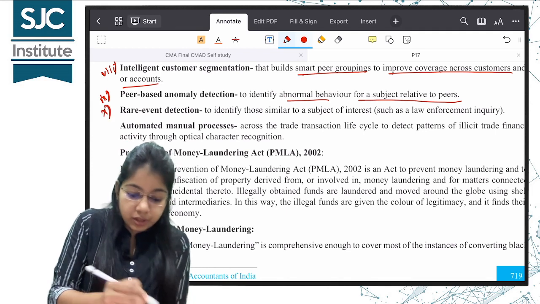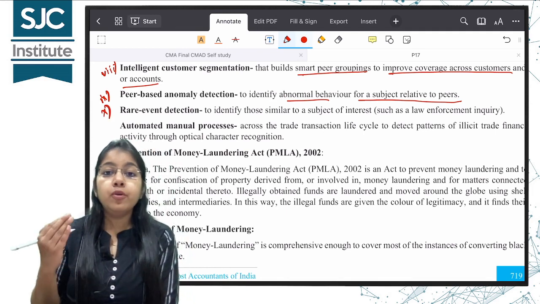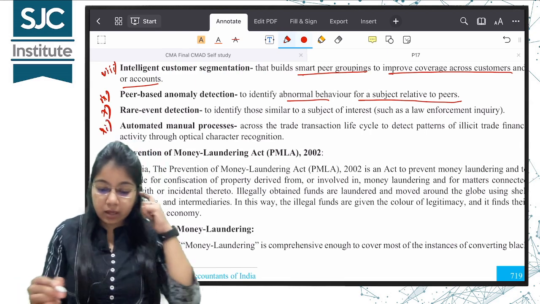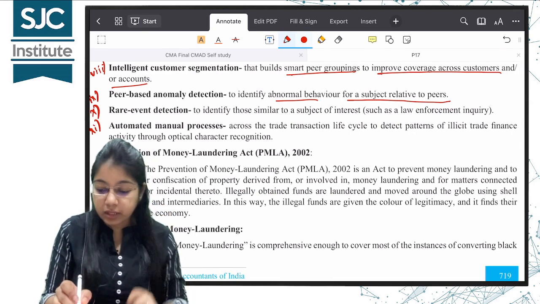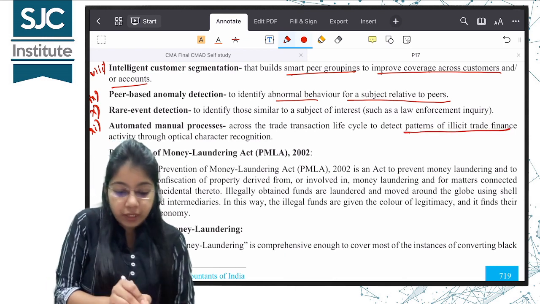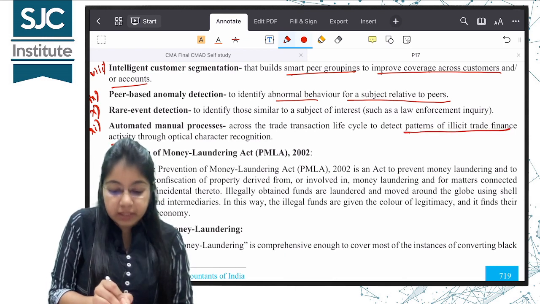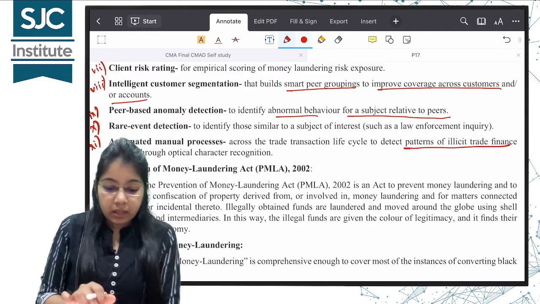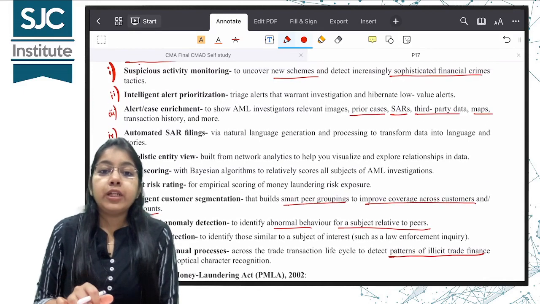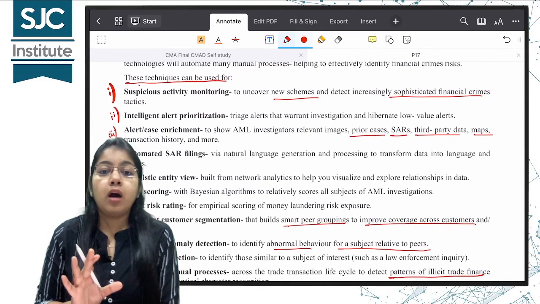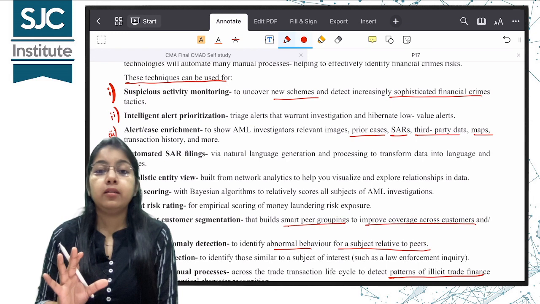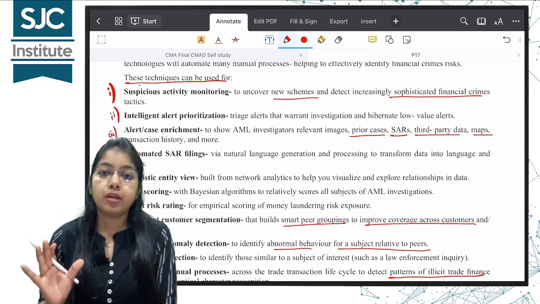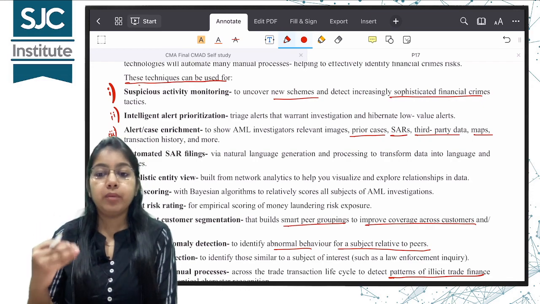Rare event detection, if any abnormal event has been identified. Automating manual processes across the trade transaction life cycle to detect patterns of illicit trade finance activity through optical character recognition, OCR. Okay, this is about how technology, information technology, can help us in anti-money laundering, in the measures of anti-money laundering.